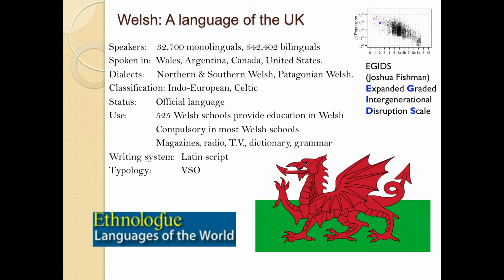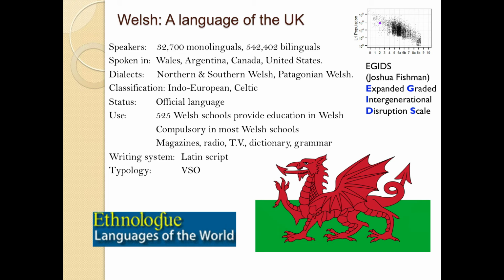I'm reading at the bottom of the text here now. Welsh is VSO. That means Welsh likes to start its sentences with verbs, then subjects, then objects. English starts with the subject. English would say Mary ate the pizza, and Welsh would say ate Mary the pizza. Okay, so languages differ with respect to that. This information comes from Ethnologue again.